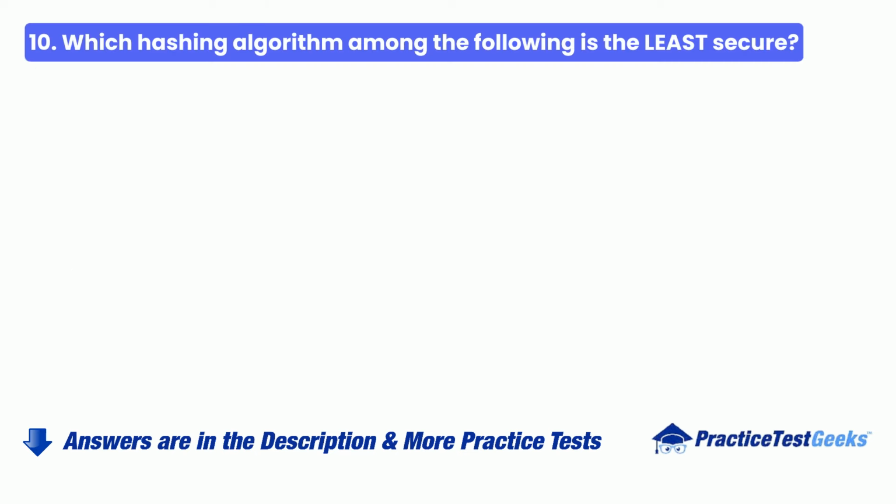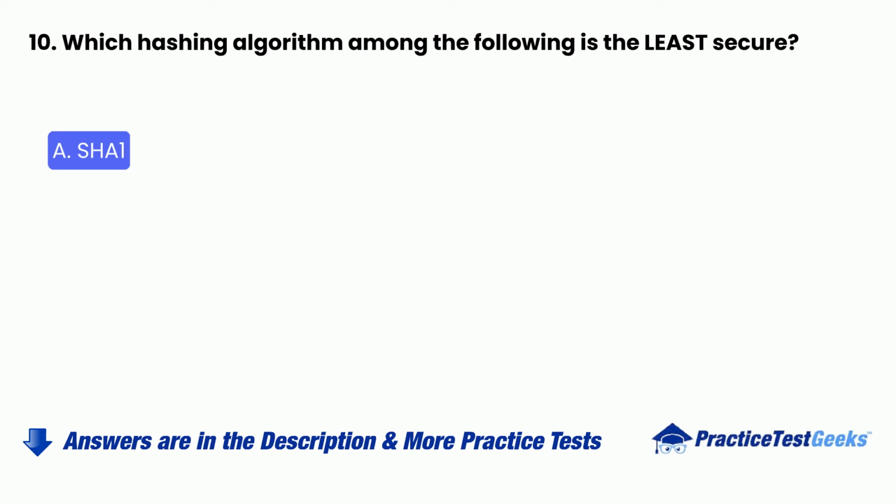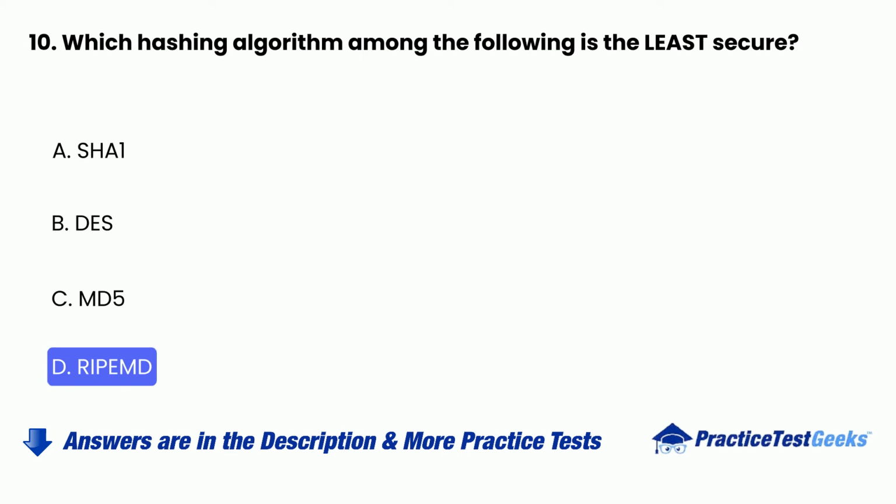10. Which hashing algorithm among the following is the least secure? A. SHA-1. B. DA. C. MD5. D. RIPEMD.